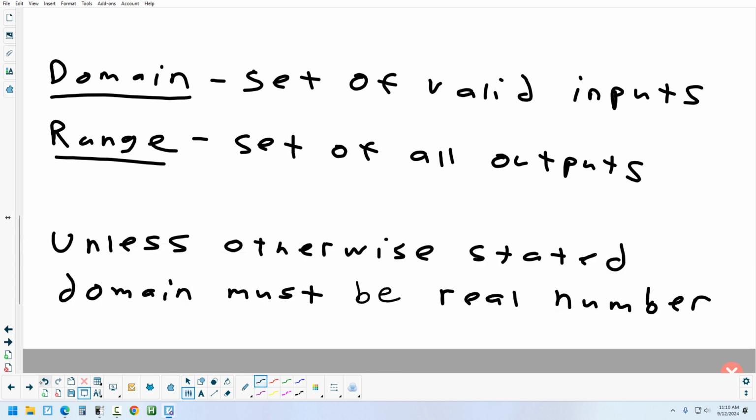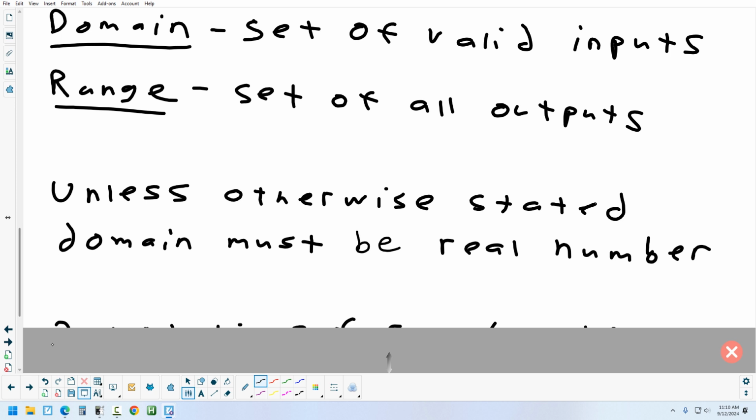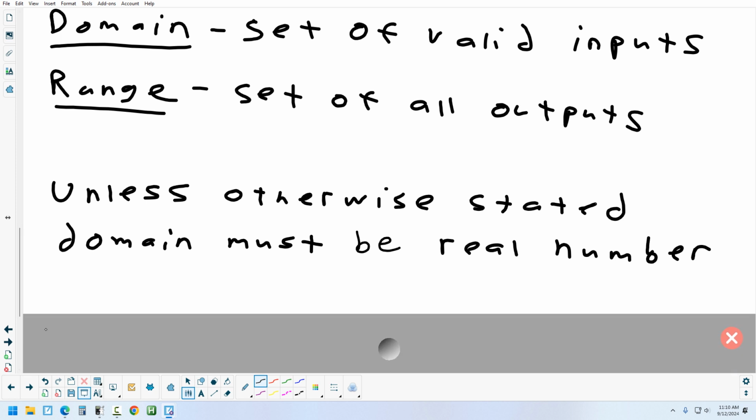Unless otherwise stated, we are working in real numbers. Okay? So what I'm saying here is we don't want to think about imaginary numbers. Okay, we're not going there with the domain right now. Now there's 2 things that we have to be careful when we're talking about domain that don't have to do with a word problem. Just the equation itself.